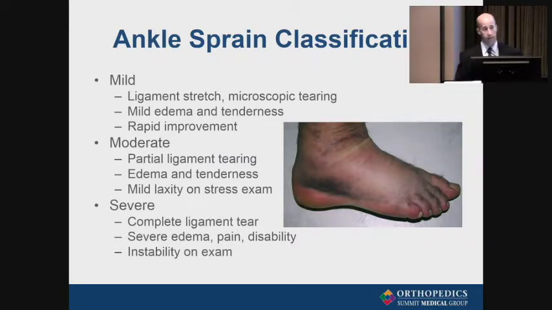So there are lots of different ankle sprain classifications, and honestly, a grade 1, 2, and 3, or a mild, moderate, and severe classification, I think is the best for just communicating general findings, even among orthopedic surgeons. Mild ankle sprain typically includes mild edema and tenderness, rapid improvement, usually good tolerance for weight bearing. Moderate ankle sprain may include some degree of instability or laxity on exam, but typically a recovery measured in weeks rather than months, and it may include some partial ligament tearing.